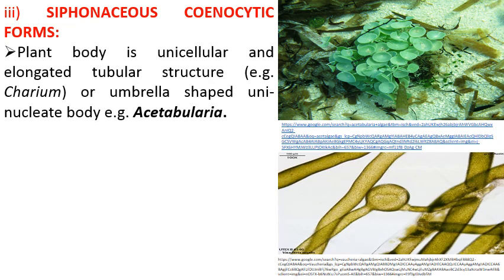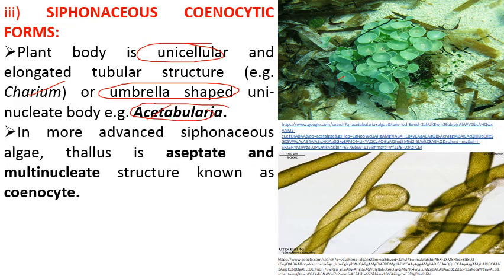The next comes Siphonous or Siphonous cenocytic forms. So the plant body is unicellular and is an elongated tubular structure. Siphon means pipe-like structure or tube-like structure. For example, we have this thallus or umbrella-shaped uninucleate body, that is Acetabularia. So this is the largest plant cell also. This is the photograph showing Acetabularia, which is a green algae that is found in marine water.